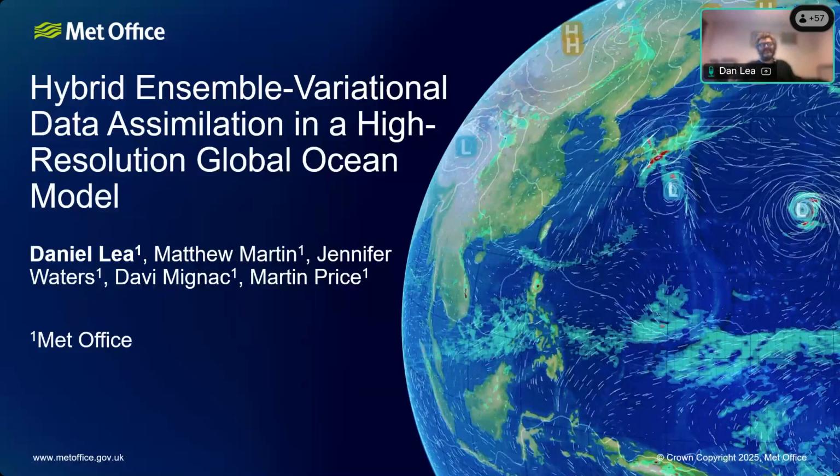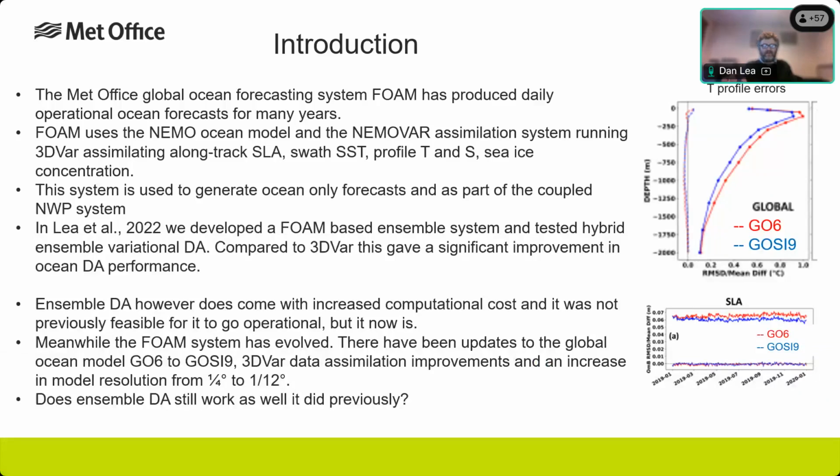So I'm Dan Lee, and I'm going to talk to you about hybrid ensemble variational data assimilation in a high resolution global ocean model. Quick introduction: the Met Office Global Ocean Forecasting System, FOAM, has produced daily operational ocean forecasts for many years. FOAM uses the NEMO model and the NEMOVAR assimilation system, running 3D-Var, assimilating along-track sea level anomaly, swath sea surface temperature, profile temperature and salinity, and sea ice concentration. The system is also used to generate ocean-only forecasts and as part of the coupled numerical weather prediction system.